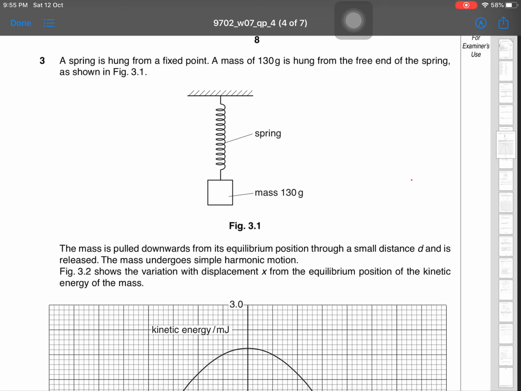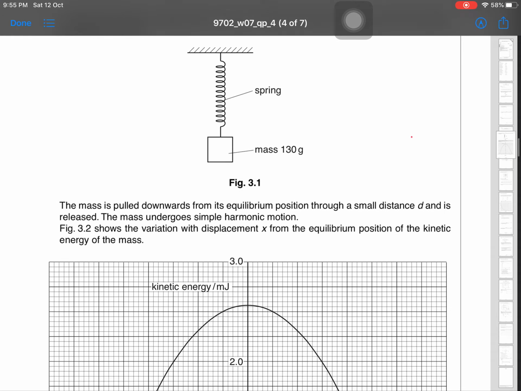Simple harmonic motion. We have question number 3, October, November 2007. A spring is hung from a fixed point. A mass of 130 grams is hung from the free end of the spring, as shown in figure 3.1. We have a spring and we have the mass of 130 grams.